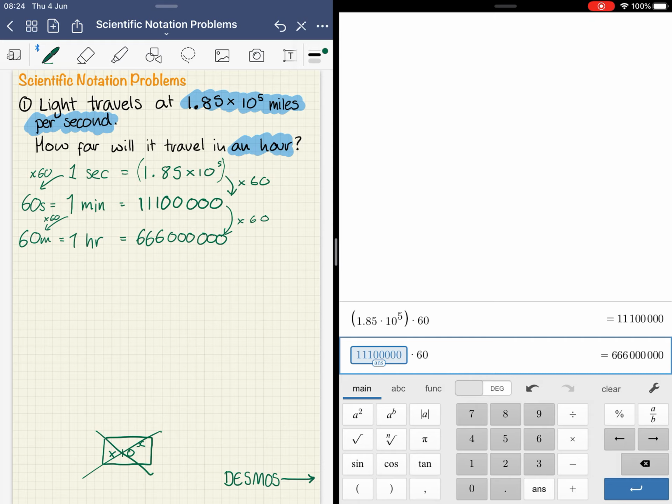And if this question then asked me to also give my answer in scientific notation, and I think the original question did, I must have just missed it off. Remember, my decimal point is here. I want it to go here. So I'm going to have 6.66 times 10 to the 1, 2, 3, 4, 5, 6, 7, 8 miles. And that is my first question done. So let's take a look at another one then.